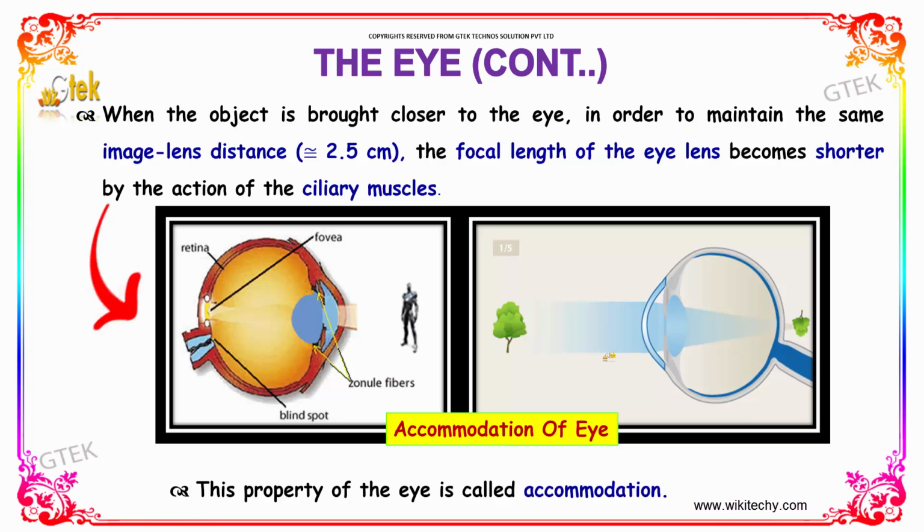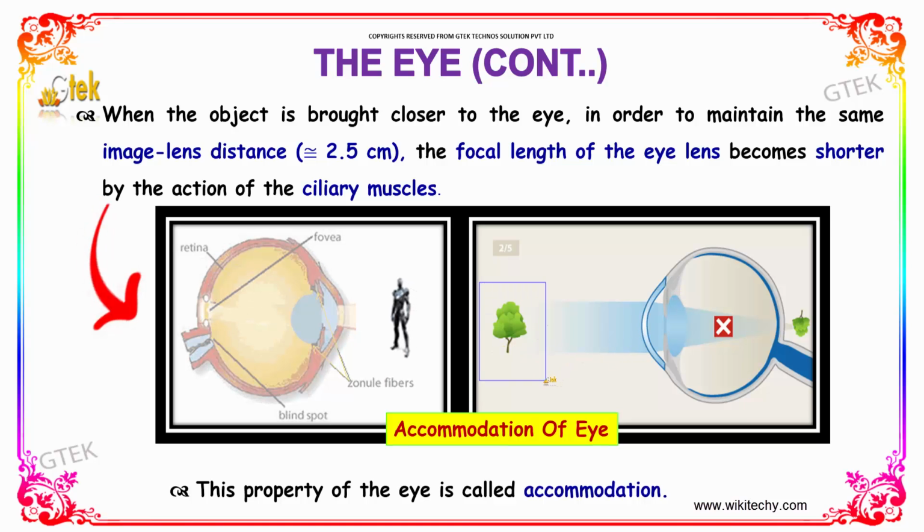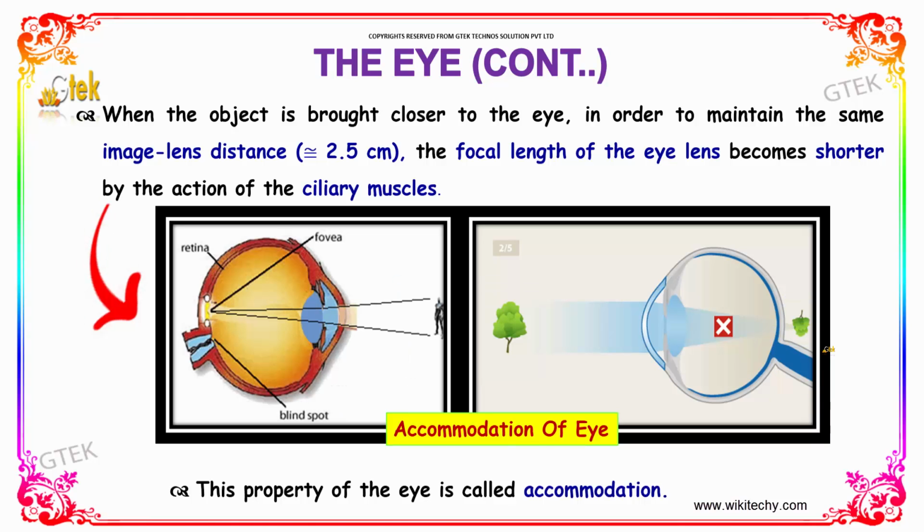Here you can see the eye is capturing an image which is a tree. It is captured and the captured image is sent to the brain through this optic nerve, where you can see the inverse, that is the upside down, of the image.